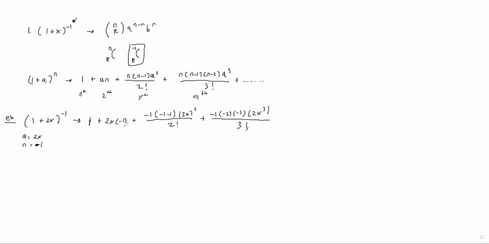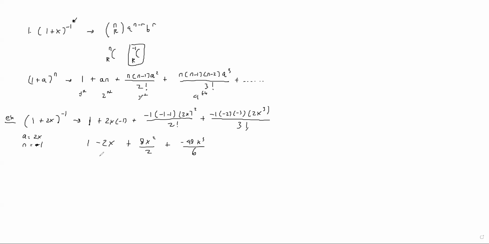So that's the idea. Then we can simplify this one. We're going to end up with 1 and 2x times -1, that's just -2x. Then -1 times -2 is 2, and 2 times 4 is 8, so plus 8x squared divided by 2 factorial, which is 2 times 1, or just 2 in this case. And added again by -1 times -2, which is 2, and 2 times -3 is -6. -6 times 8 will be -48x cubed, and then divided by 3 times 2, which is 6.